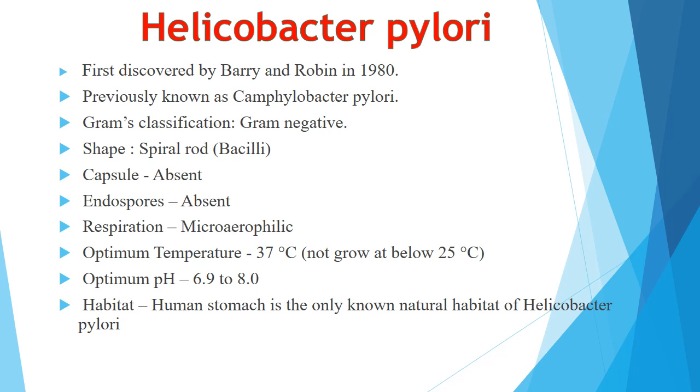In the case of respiration, it requires a little amount of oxygen to grow. Optimum temperature is 37 degrees Celsius. Optimum pH is 6.9 to 8. As per the report, the natural habitat of Helicobacter pylori is the human stomach alone.